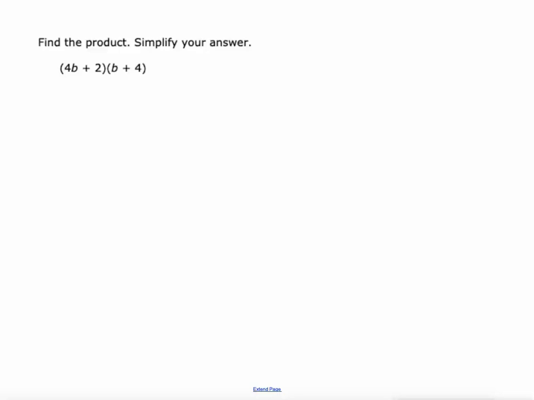All right, so we did monomial versus monomial, and then monomial versus binomial. Now we have binomial versus binomial. And we talked about this as like double distributive property. So 4b times b and 4b times 4. So 4b squared is 4b times b, and 16b is 4b times 4. Then we distribute the 2. So 2 times b is 2b, and 2 times 4 is 8.